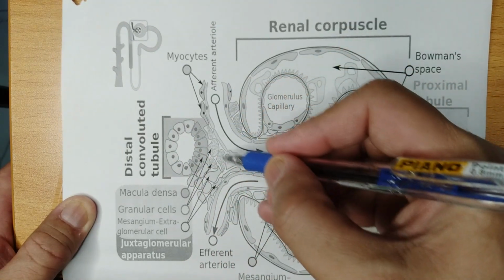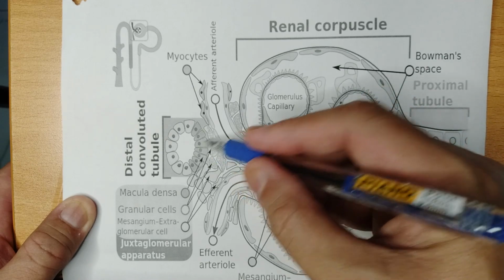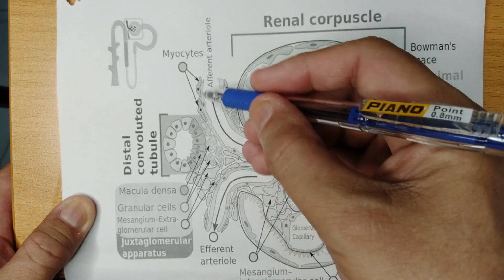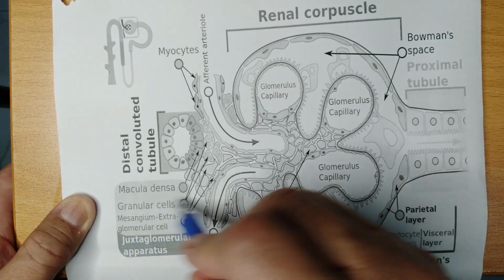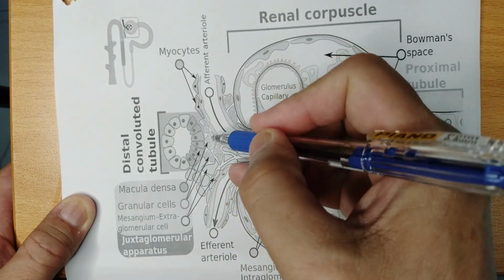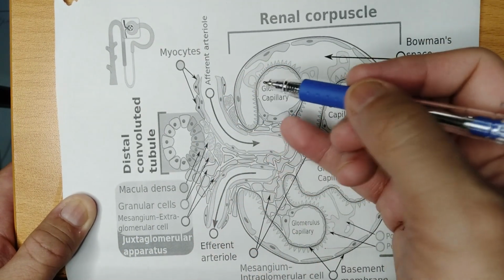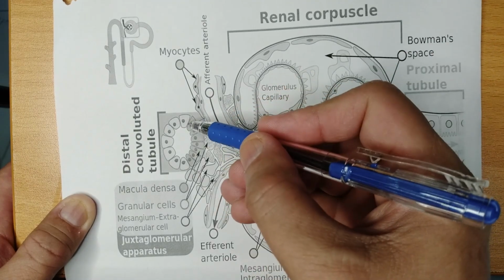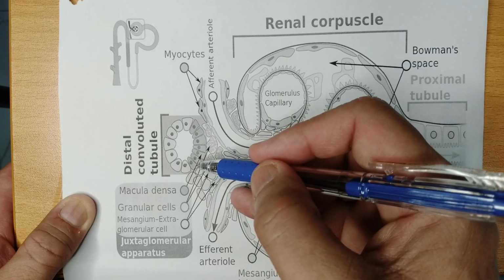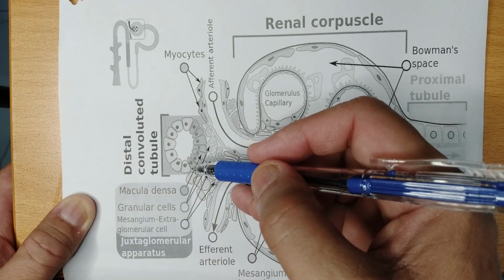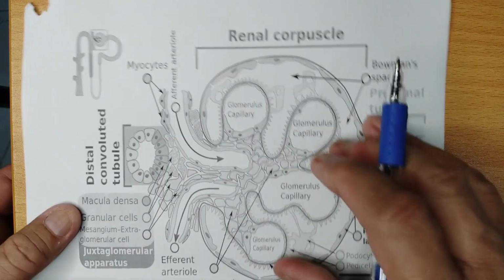The cells of the afferent arteriole which are in contact with the distal convoluted tubule undergo some changes and are converted into granular cells or JG cells, juxtaglomerular cells. They produce a substance which is known as renin, whereas the cells of the distal convoluted tubule are converted into cells known as macula densa, and macula densa are very sensitive to sodium concentration.